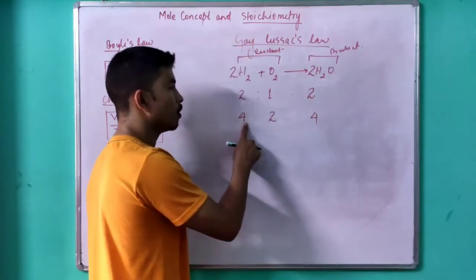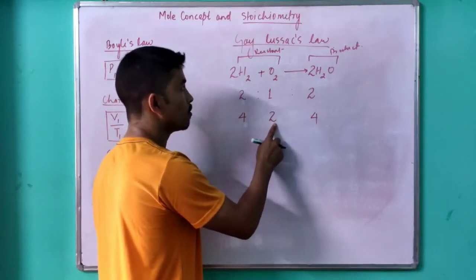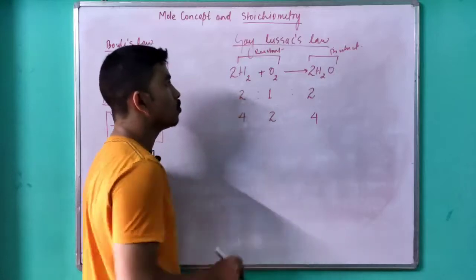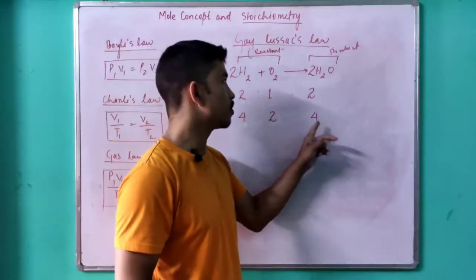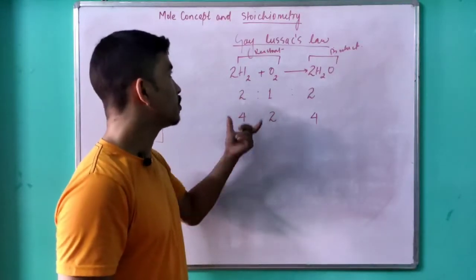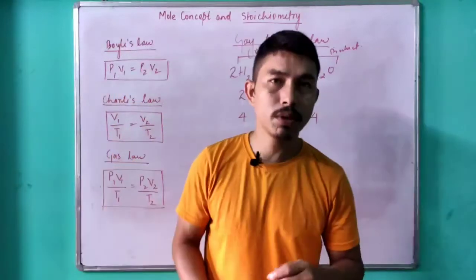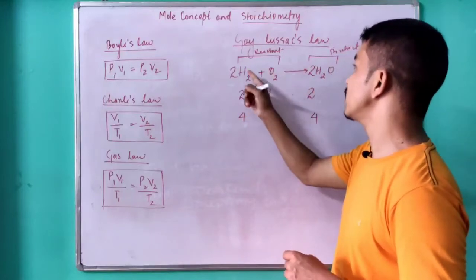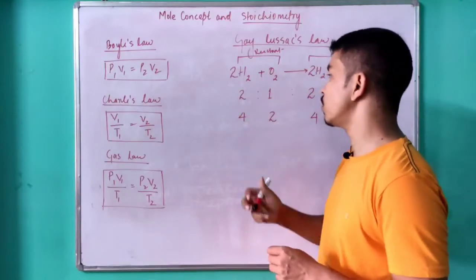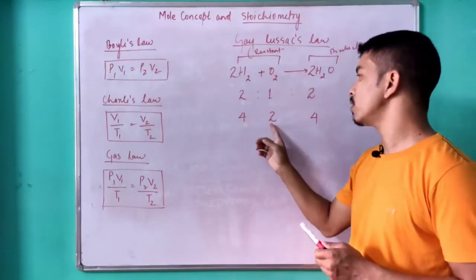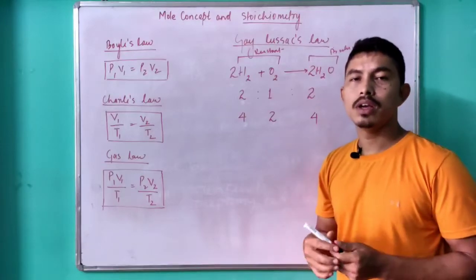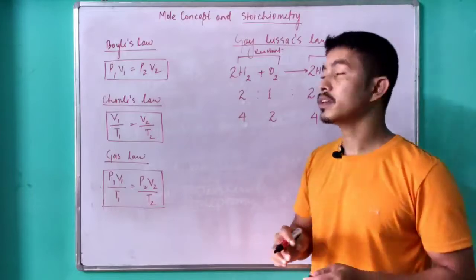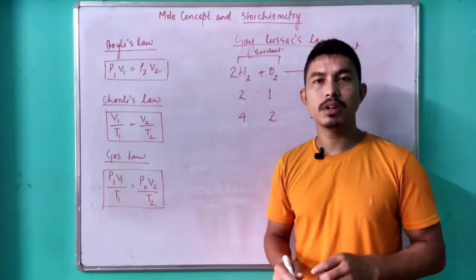So 4 volumes of hydrogen combine with 2 volumes of oxygen to produce 4 volumes of water. So this is what is Gay-Lussac's law. You must also remember the statement of Gay-Lussac's law, which tells us that whenever gases react, they do so in volumes that always bear a simple ratio to one another and also to the gaseous product. We'll be drawing a few numericals based on Gay-Lussac's law, which will come in your examination as well.